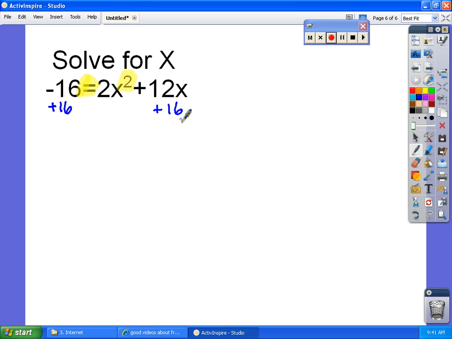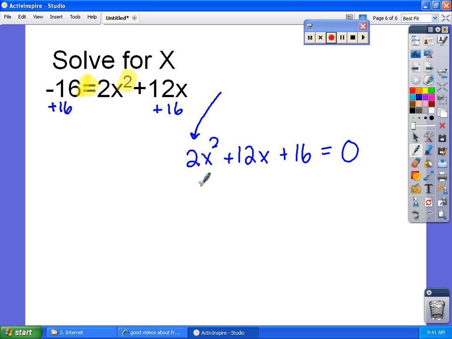But it's really easy to just move this negative 16 over by adding 16 to both sides. Now I have a quadratic that equals 0. And I'm just going to say 2x squared plus 12x plus 16 equals 0. Well, I'm showing you this problem because right now you don't know how to factor this problem because there's a 2 in front of the x squared. Well, we need a 1.